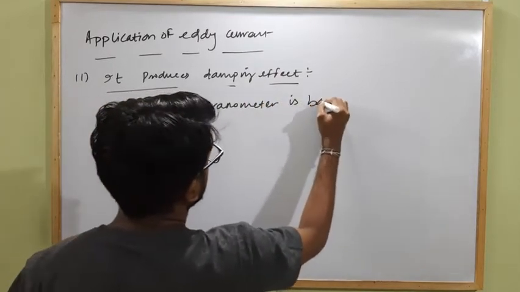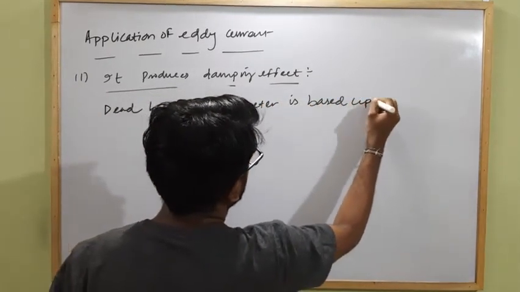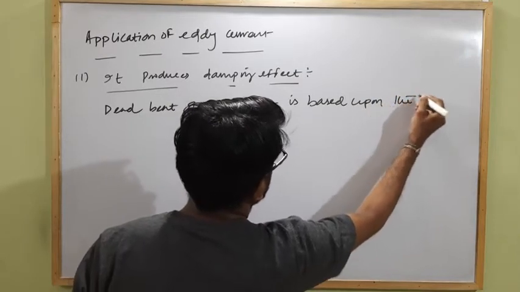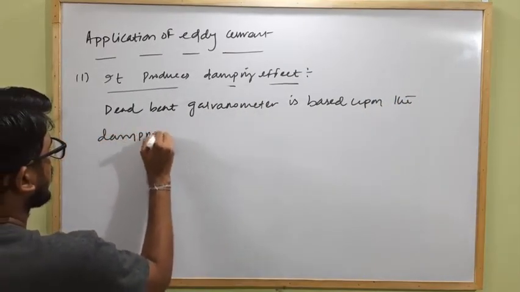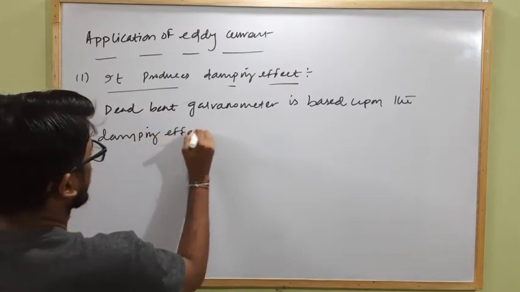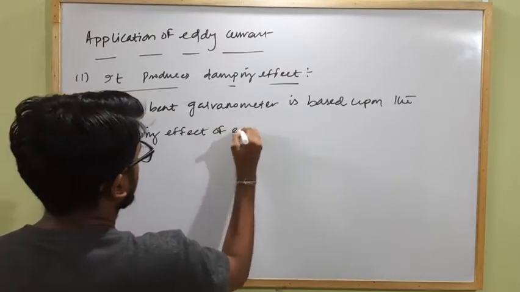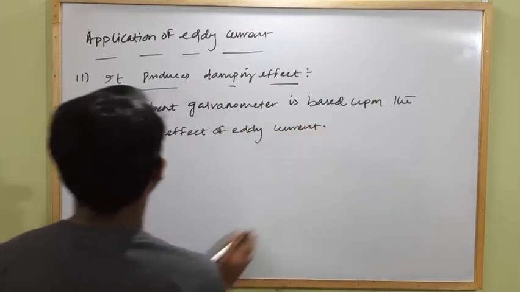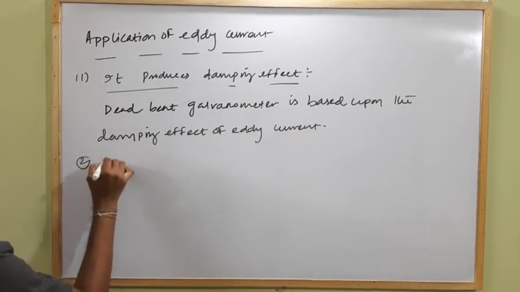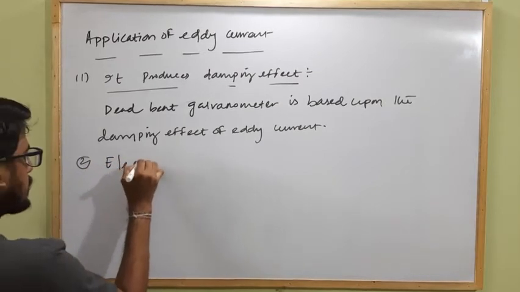The dead beat type galvanometer is based upon the damping effect of eddy current. Clear? Next application, electromagnetic brakes.